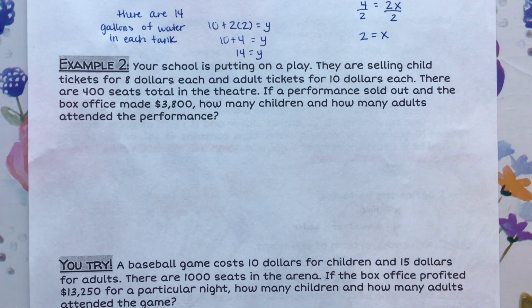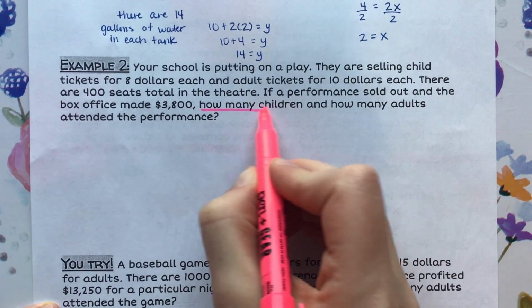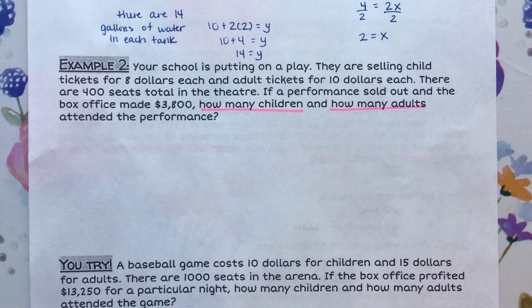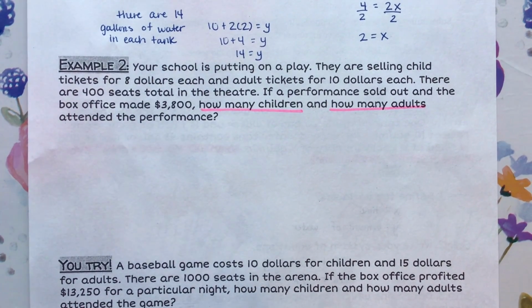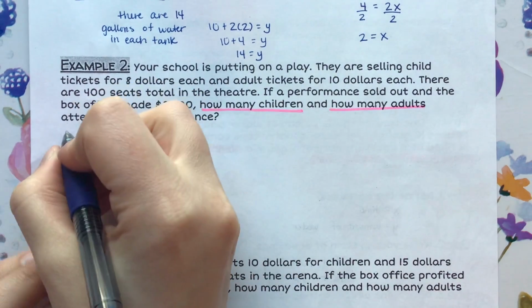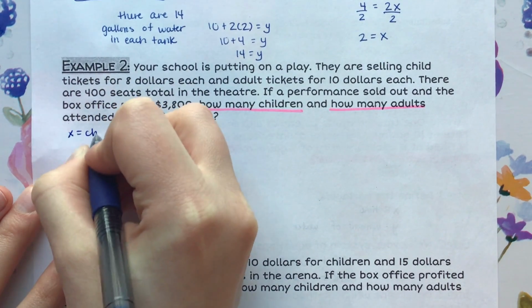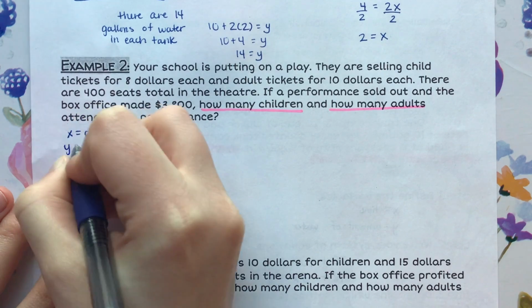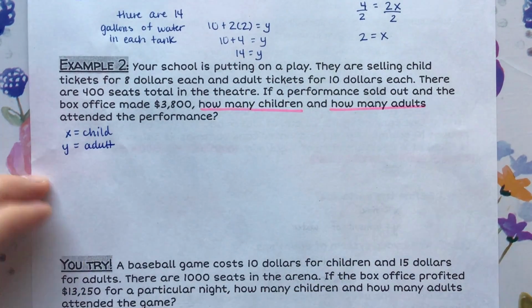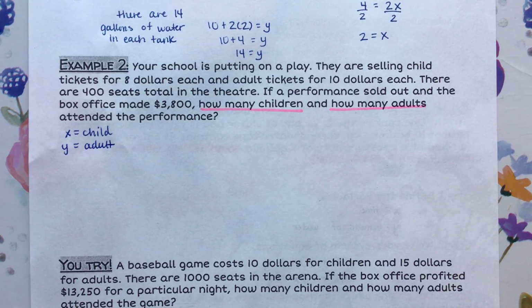Because it's in the question, it's letting us know what the variables are. We are trying to figure out how many children and how many adults. Those are the variables. And remember, one of the first steps you're going to want to do is identify the variables. So I'm going to say x is equal to child, y is equal to adult. These can be interchanged. This is just how I'm doing it, okay?